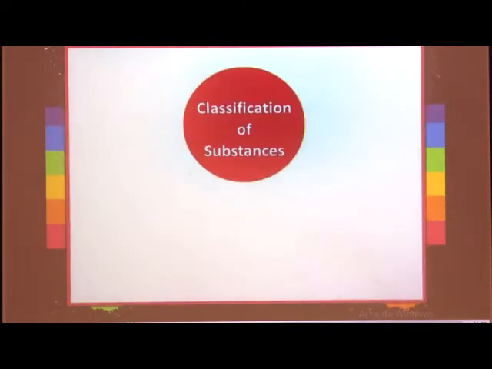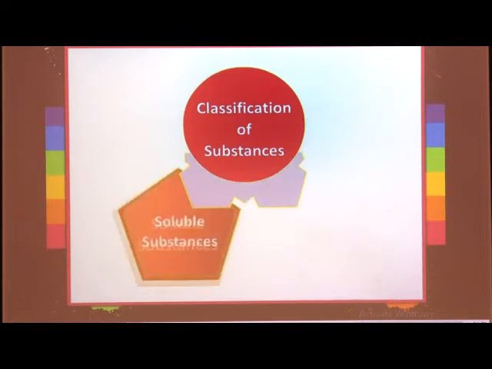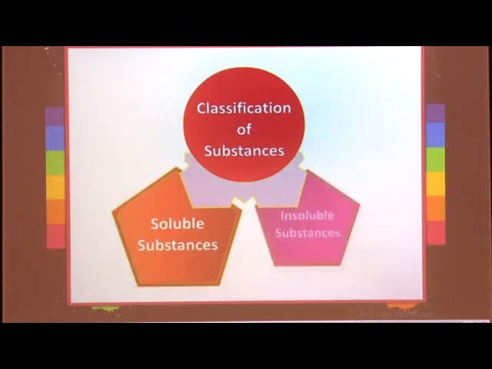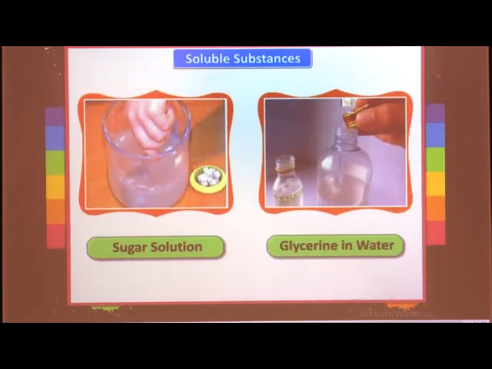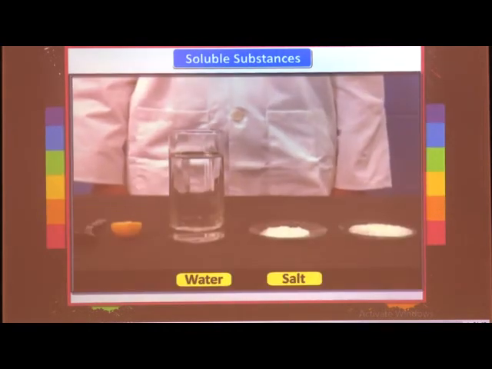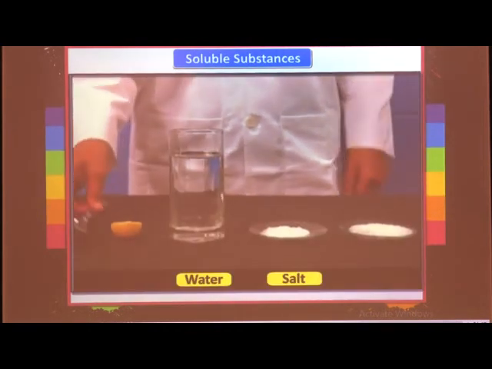On the basis of solubility, substances can be classified as soluble and insoluble. Soluble substances mix completely with the liquid and disappear. For example, salt dissolves completely in water.